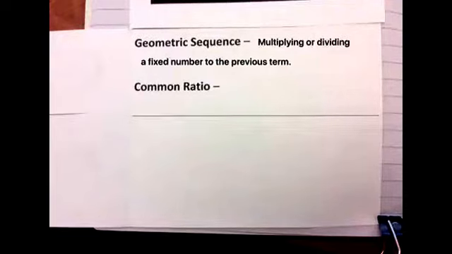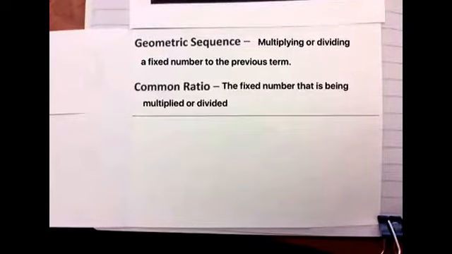The second term we have to define is common ratio. What is a common ratio? Well, the common ratio is the fixed number that's being multiplied or divided. Like in an arithmetic sequence, we call it the common difference because it was adding or subtracting, but in a geometric sequence, we call it a common ratio. A ratio is a word that is used to describe multiplying and dividing.